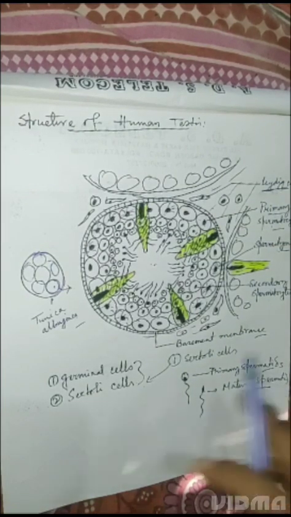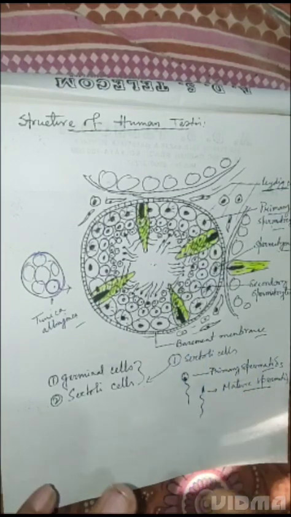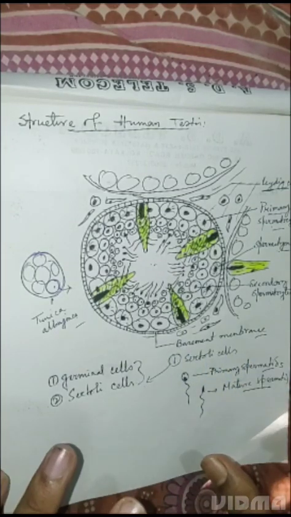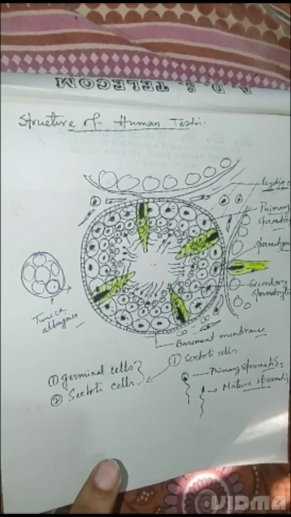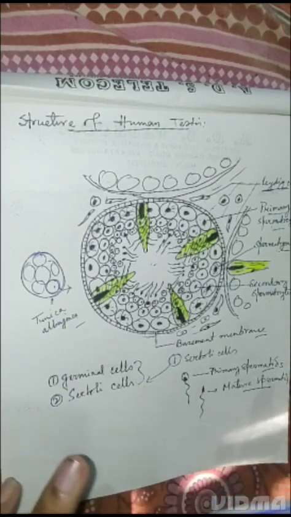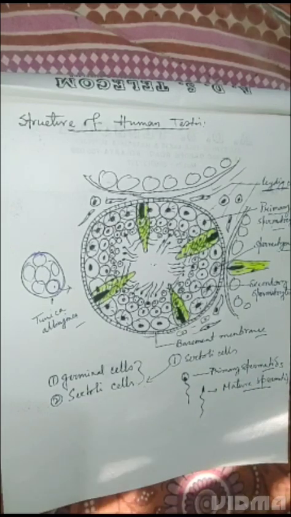All right. So that's the structure of a human testis. Quite an easy structure to remember. Just two parts to remember, and the developmental stages it is all composed of. Okay.